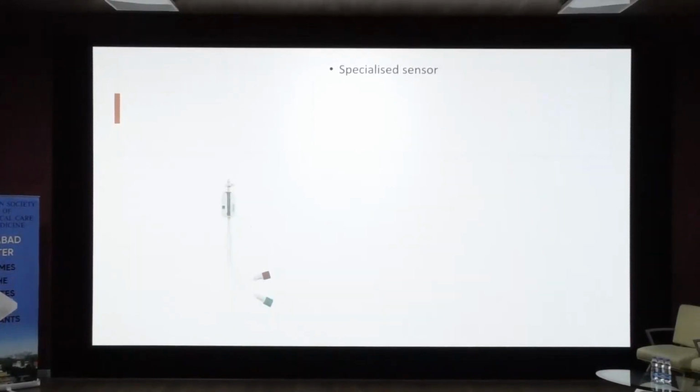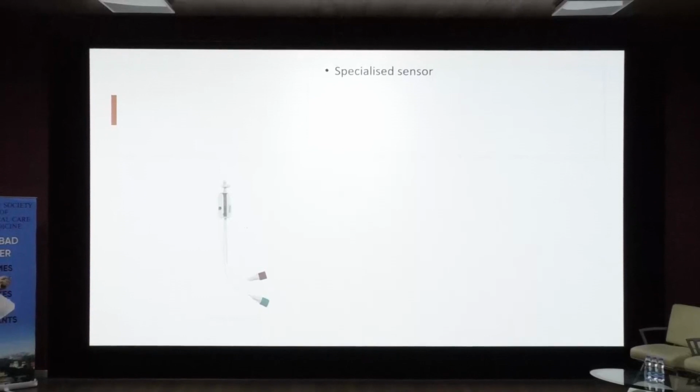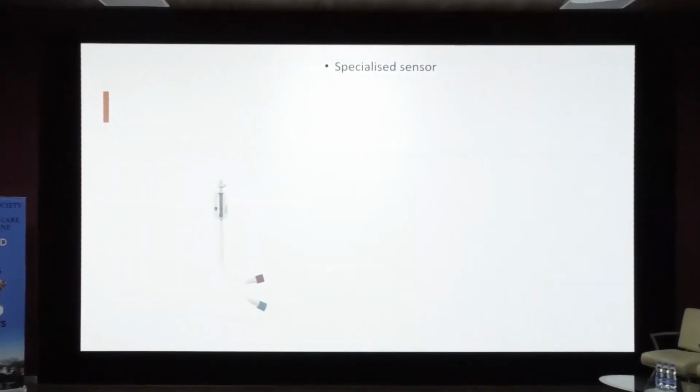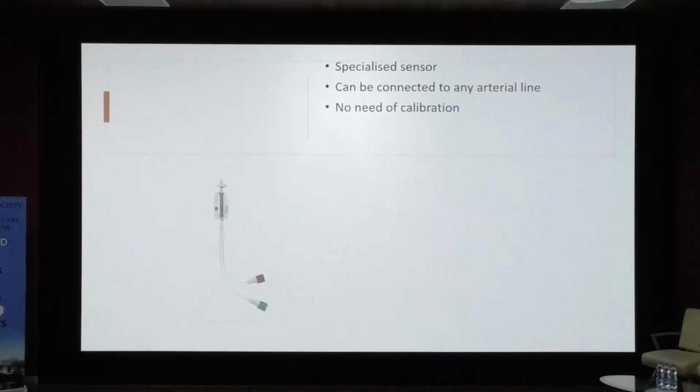You need to have a specialized sensor. This specialized sensor connects your FloTrac machine to your monitor. Only then can the pulse contour analysis be done. The sensor can be connected to any arterial line. It's not system specific. You can have your Switch cannulas, any type of arterial line, and you can connect that, and there is no need for calibration. That's the biggest advantage of using a FloTrac.